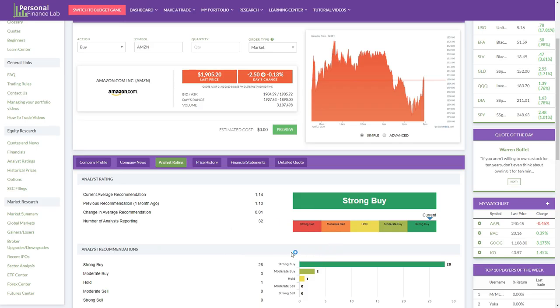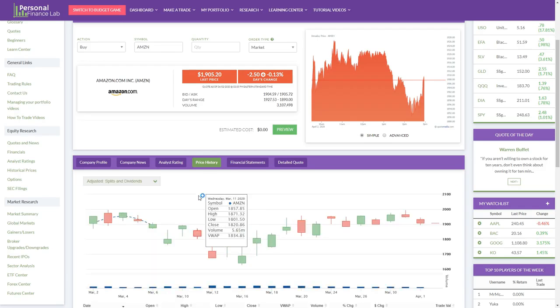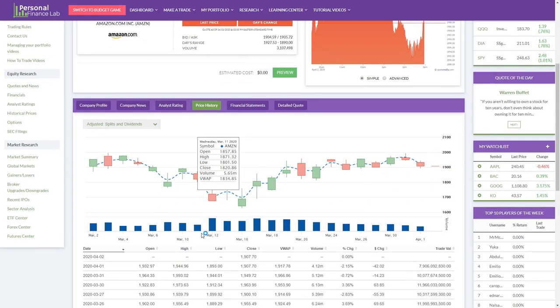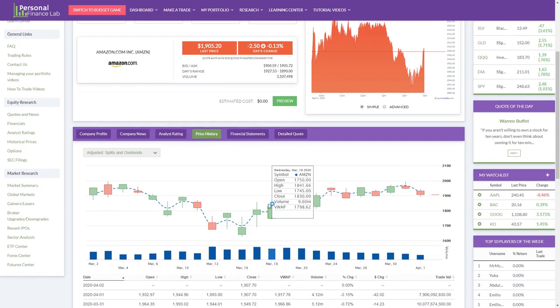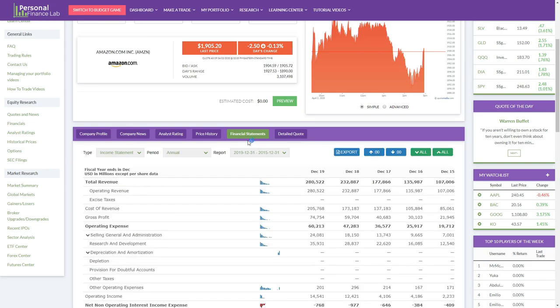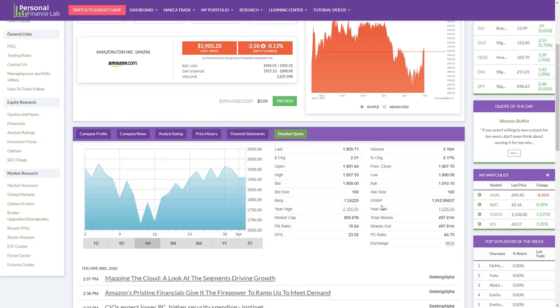What do the experts think? There's a lot more stuff available. Price history just kind of goes back to whenever the company IPO'd to show you how their price has moved over time. This is exportable, so students can do some research on it. We do have financial statements, income statements, balance sheet, cash flow statement. For more advanced classes, this makes a much bigger difference. Same thing with detailed quote, things like earnings per share, the beta of the stock. Most of this stuff is for more advanced classes. Most students basically stick to the company profile, company news, and the analyst rating.